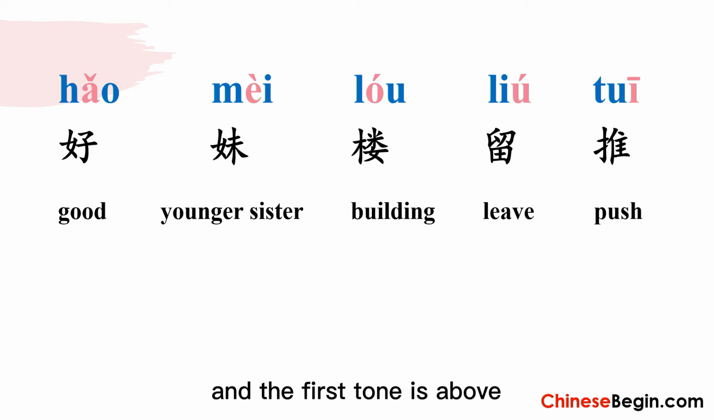Similarly, the second one, 妹, means younger sister in English, mei. And the fourth tone is above the vowel e, not the vowel i. And the third one, 楼, means building in English. The second tone is above the vowel o, not above the vowel u.